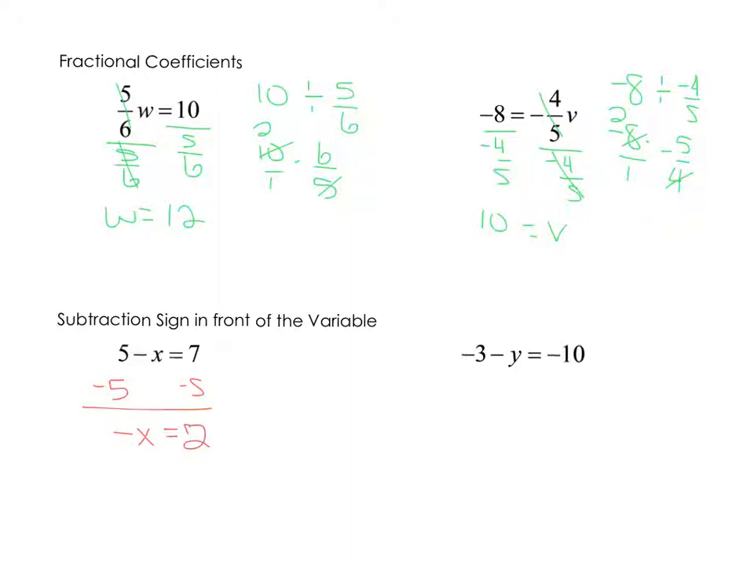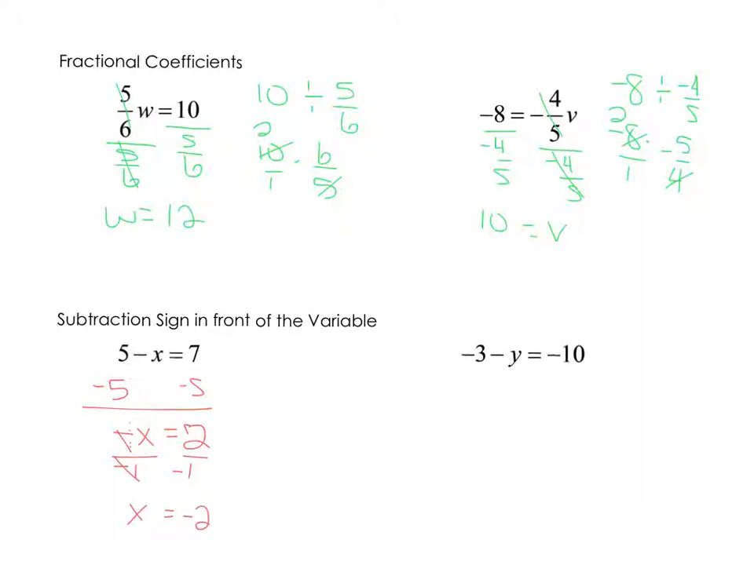Now, what on earth do I do with the minus x? I don't want minus x. I want x. Well, this is negative 1, right? There's a negative 1 there. So I'm going to divide both sides by negative 1. Negative 1 divided by negative 1 gives me the positive x that I want. And 2 divided by negative 1, almost forgot it there, didn't I? 2 divided by negative 1 is negative 2.